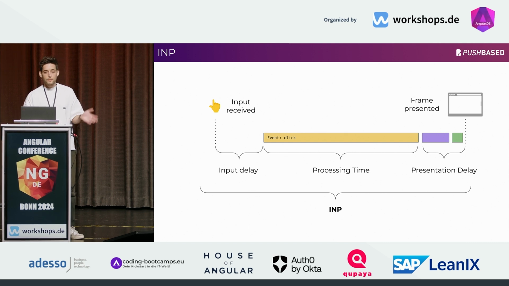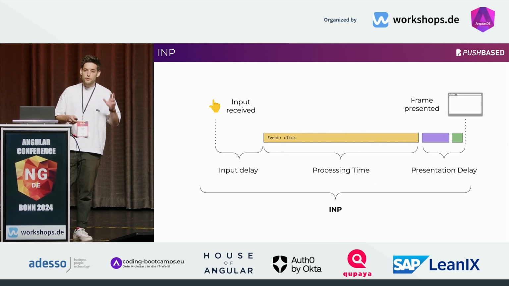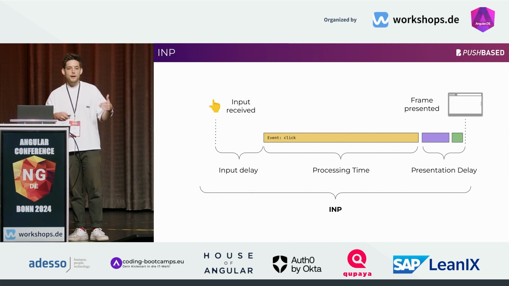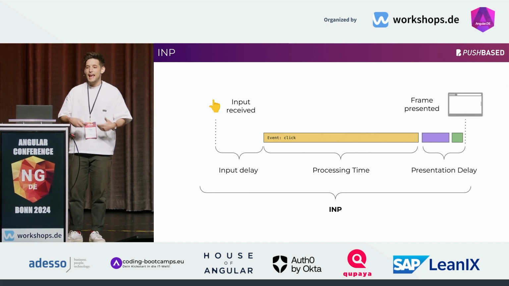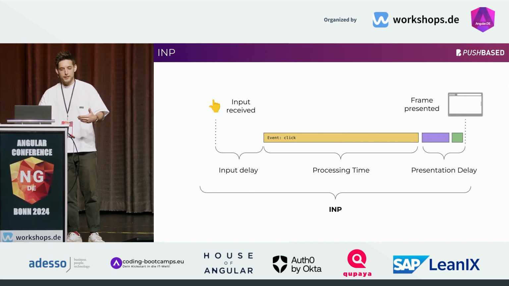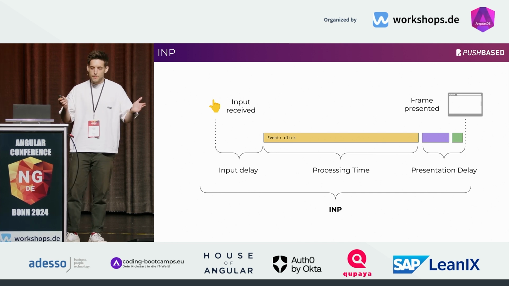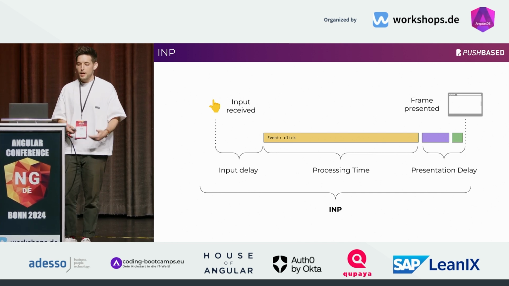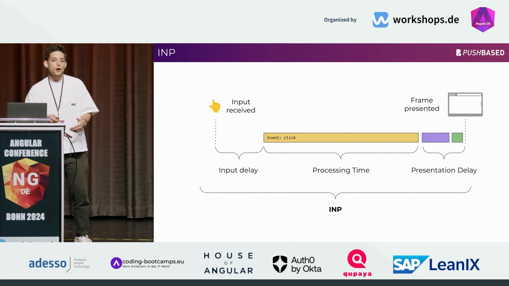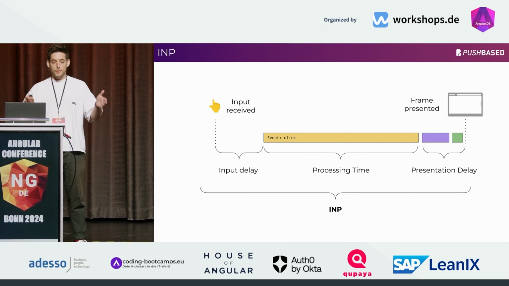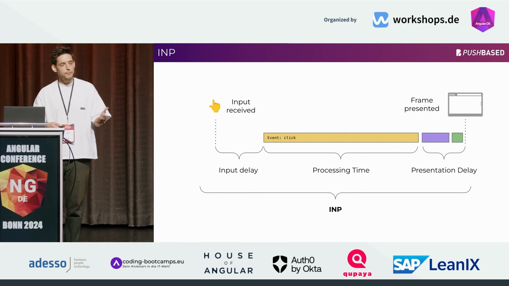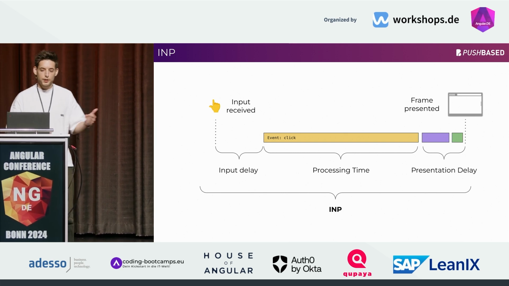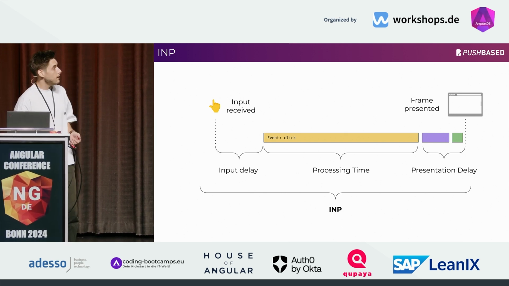So let's break down INP. INP is divided into 3 stages. You have the input delay, so the time it takes until you can actually execute the code you wanted to execute. Then you have, obviously, the processing time, so the time it took to actually process what you are doing. And in the end, you have presentation delay, which is considered the rendering and painting amount. It can also be an animation frame that's scheduled directly after the click, but usually presentation delay is rendering and painting.